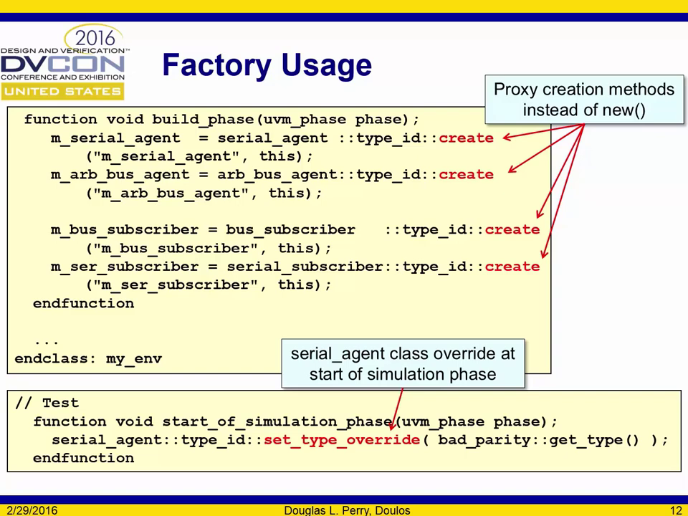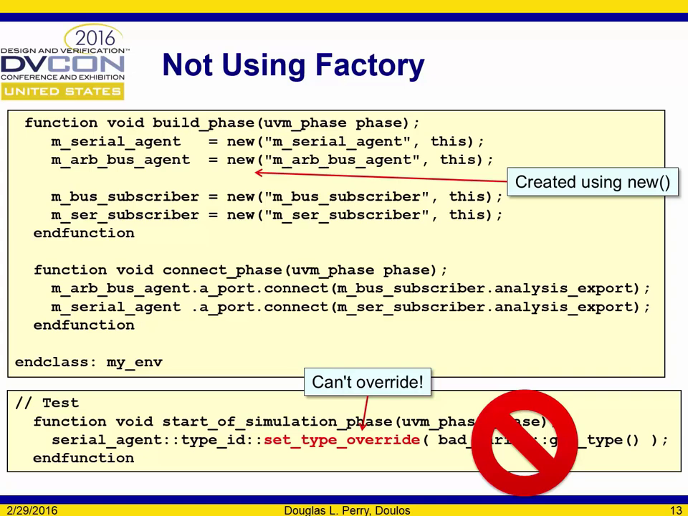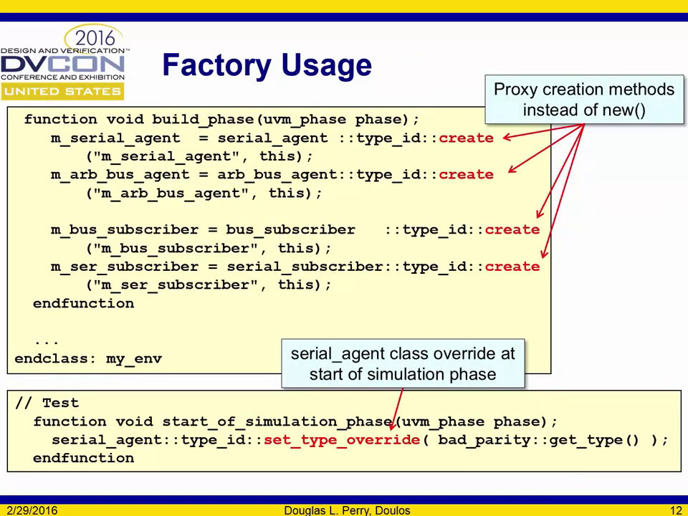Yeah, so start of simulation phase. Okay. Now, what if you didn't use the factory? What if you use new? Yes, you can build your components, and they'll generate these classes only. The problem is, when you go to try to do the override, you're not going to be able to do it. A lot of times what I see is confusion about why I have to type all this type_id::create and so on. It's because you're using the factory, and that's the mechanism for doing that.